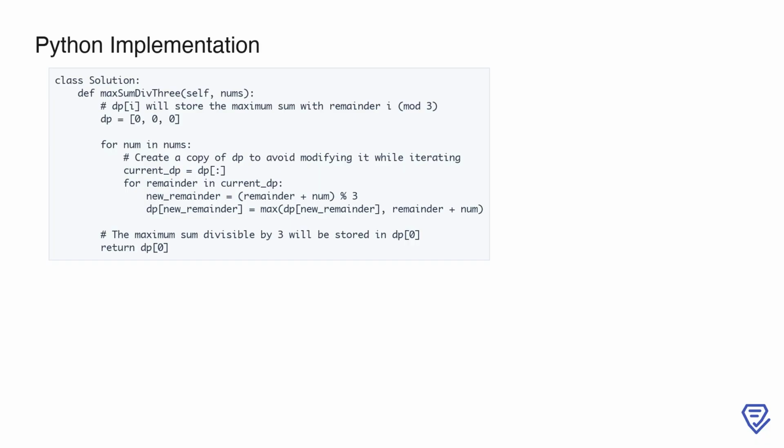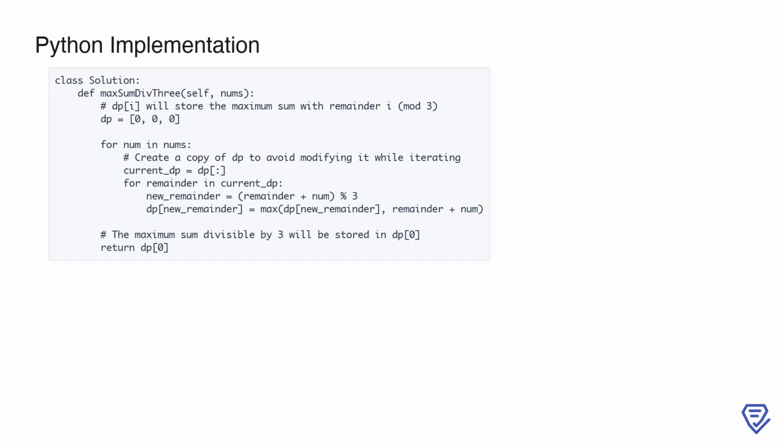2. Iterate through the input array. For each number in the input list nums, we update the dp array based on the current values and the new number. 3. Create a copy of dp. To ensure the current state of dp is not modified while iterating through it, we create a copy named current_dp. This allows us to calculate new values safely.